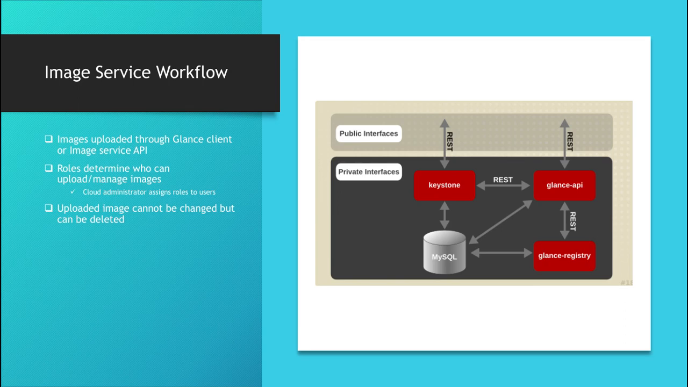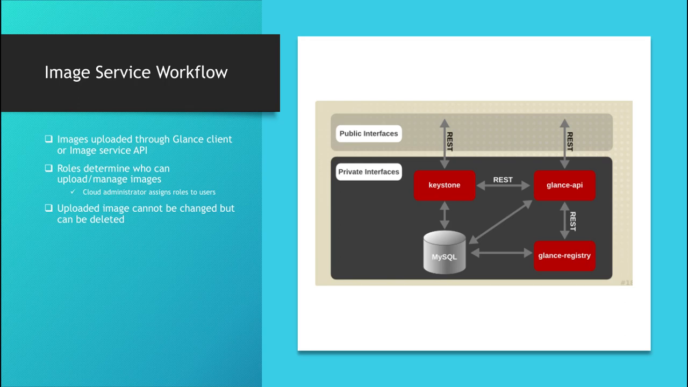And Glance API also connects with your Glance registry via REST to fetch the image metadata information, and this information is stored in a MySQL database, which is again connected with your Glance API, Glance registry, and also Keystone to store or fetch various metadata information for your images.